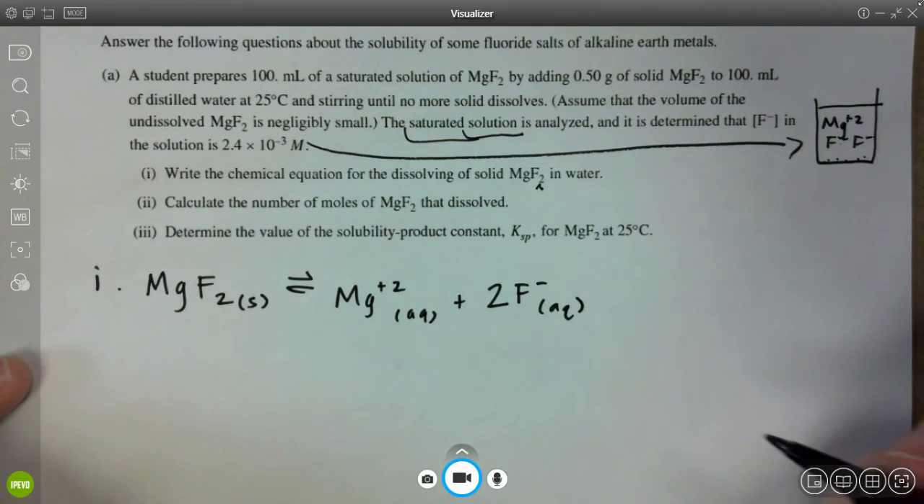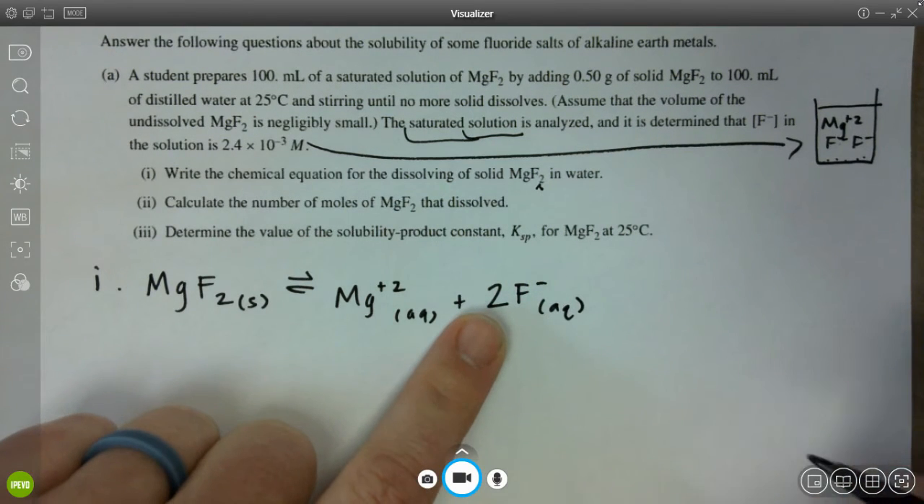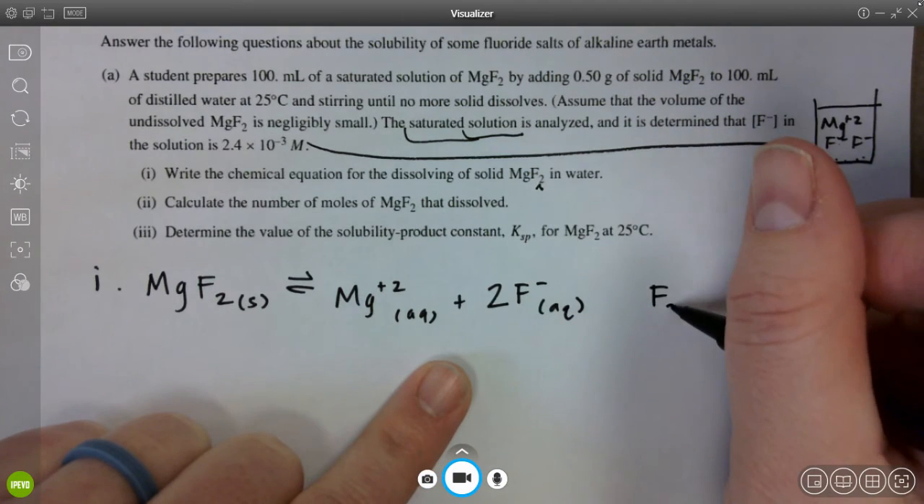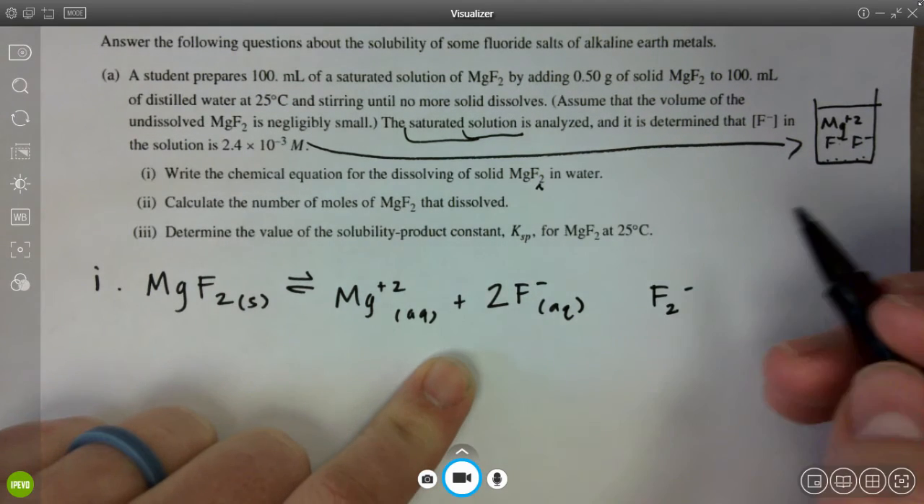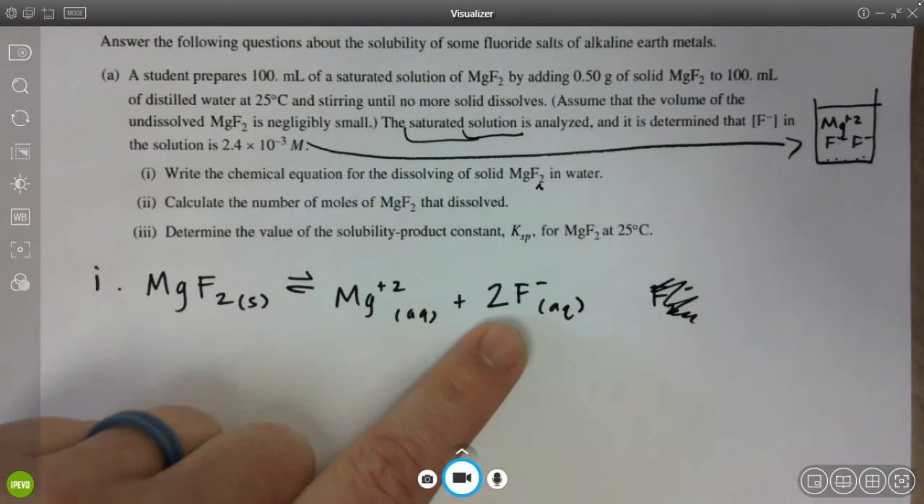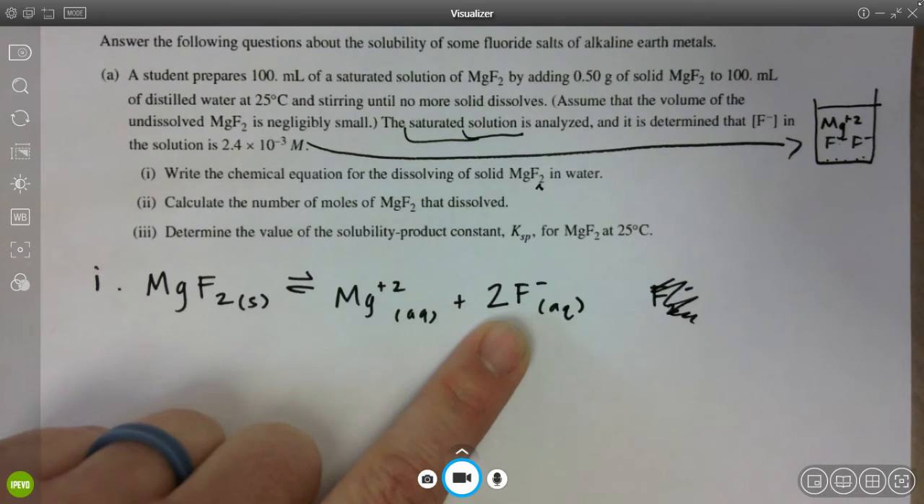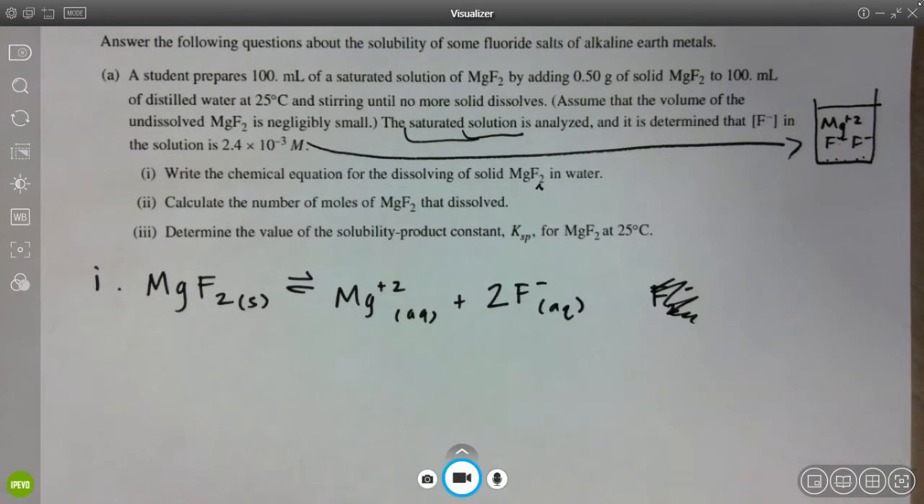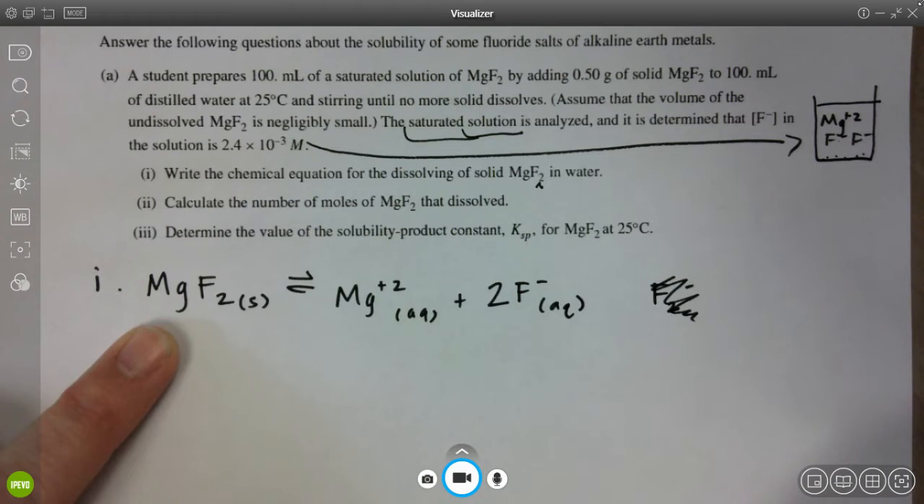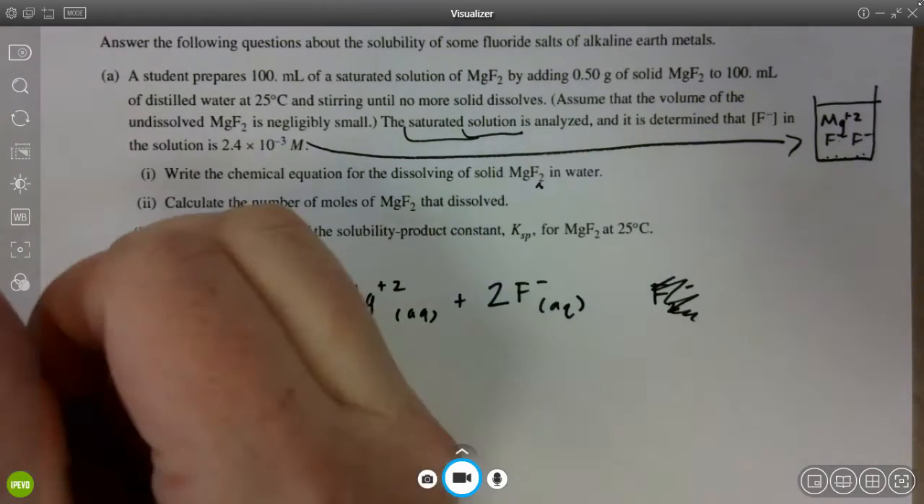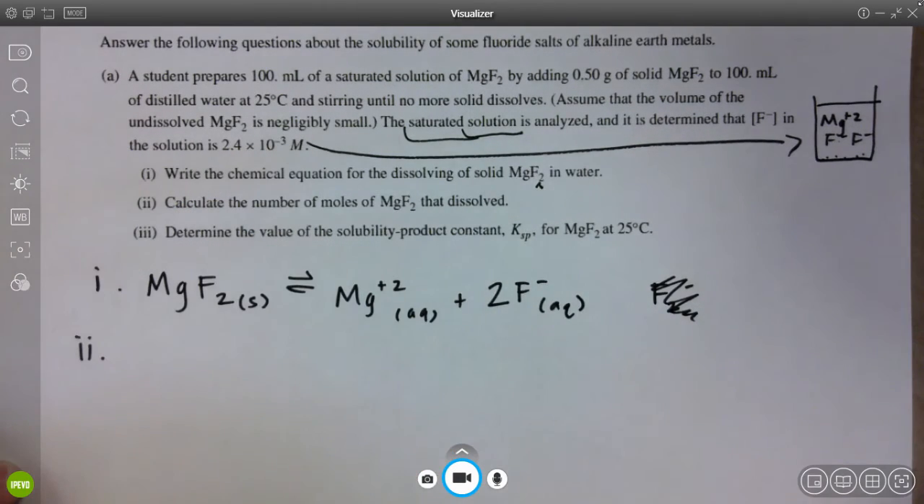Be very, very careful when you write these equations. I see a lot of kids writing F2 minus like that. That is not correct. It's 2 F minuses, because when it gets that extra charge, that negative coming from wherever it gets it from, it doesn't need to be partnered up because it's got a full octet. So going through this would be your first answer. 1 point should be hopefully easy peasy, gimme point.